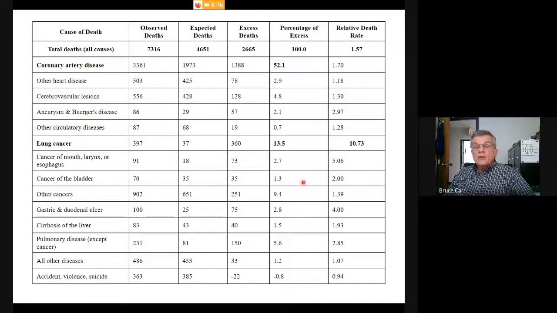You'll see down here, cancer of the bladder, twice. Cancer of the mouth, larynx, or esophagus, the respiratory tract, 5 times. Gastric and duodenal ulcer, 4 times. Lung cancer, 10 times the probability of death, 10 times excess deaths as a result of smoking.